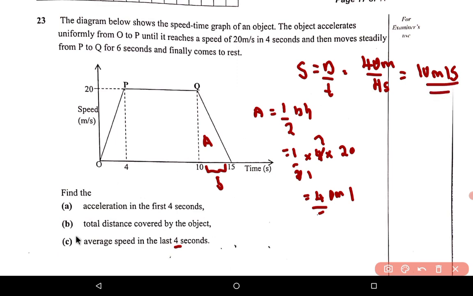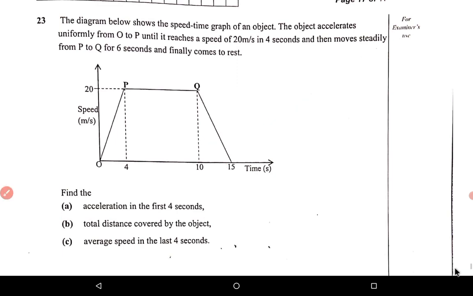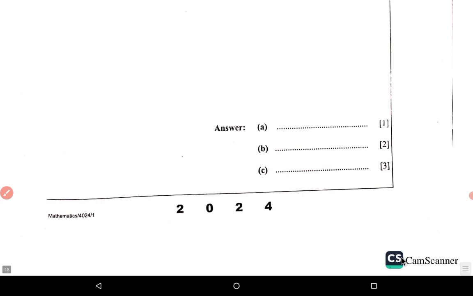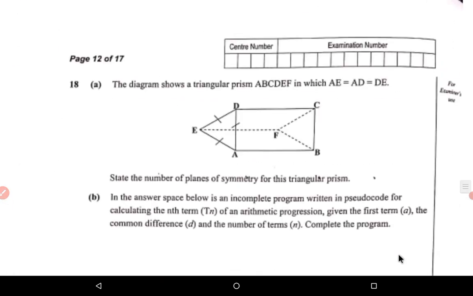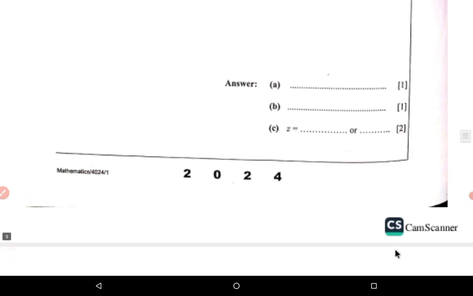I like this question. So this is the end of this question paper, 2024. From what I've seen, the paper was quite fair. I just hope that it helps someone out there. All the questions have been answered.